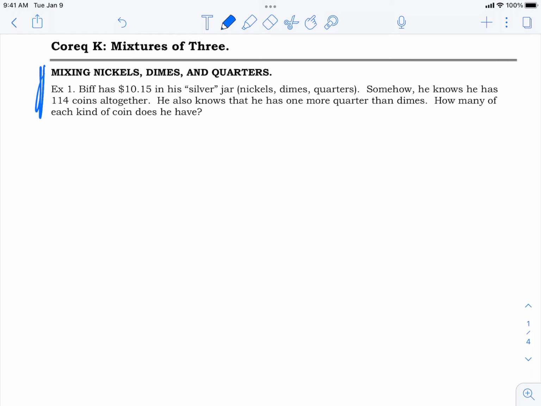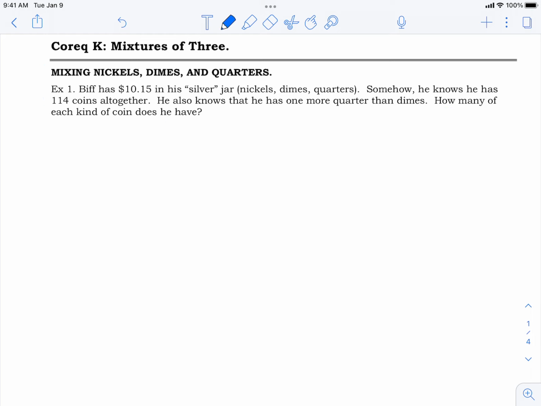Mixing nickels, dimes, and quarters. That's a little different. We're mixing coins together. Biff has a bunch of money in his, quote, silver jar, which means nickels, dimes, quarters. He knows he has 114 coins altogether. How does he know that? I'm guessing it has one of those special coin jars where you put the coin in and it actually keeps count. He has 1 more quarter than dimes. Okay, some kind of a clue there. And how many of each kind of coin does he have? There we go.